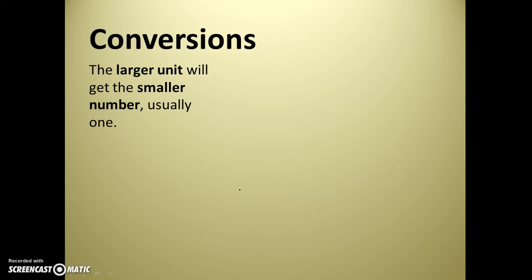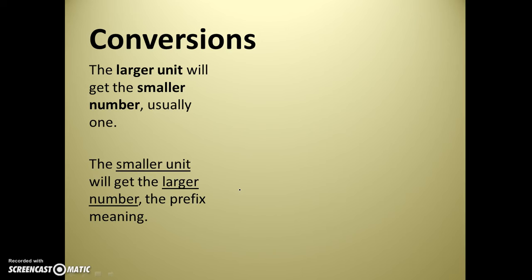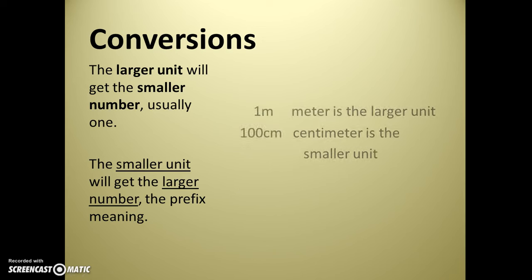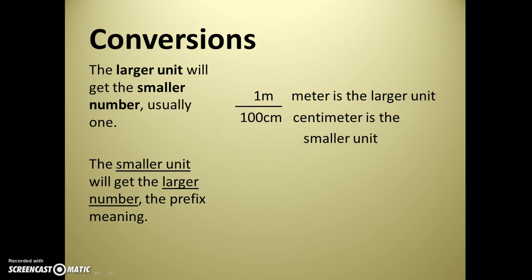Once you have the unit that you want over the unit that you have, figure out which unit is larger and give it the smaller number, which is typically going to be a 1. The smaller unit is going to get the larger number, so whatever the prefix means. So if you have 1 meter over 100 centimeters, so if we wanted a meter here, meter is going to be the larger unit, so we're going to give it the 1. Centimeter is the smaller unit. A centimeter is smaller than a meter. Centi means 100, like a century, so we're going to give it 100. So 1 meter equals 100 centimeters.